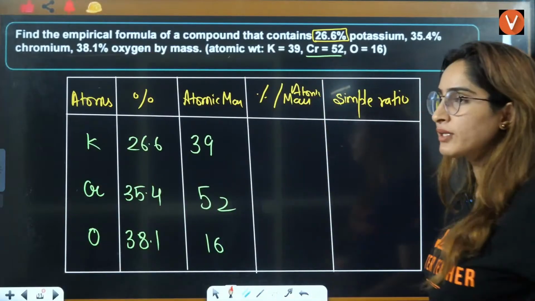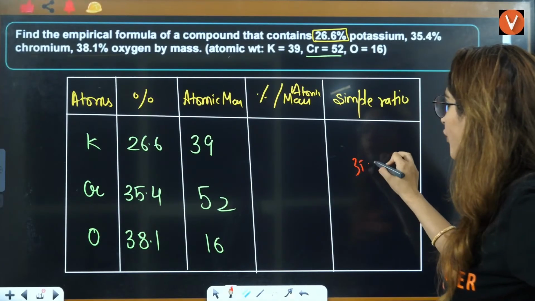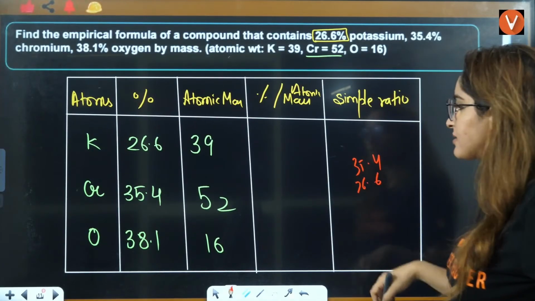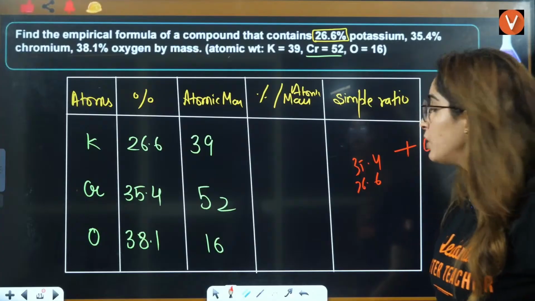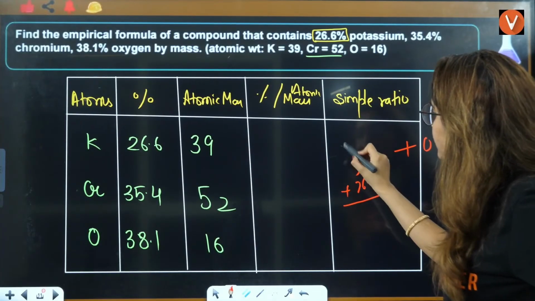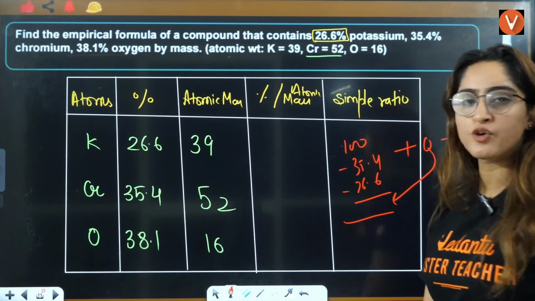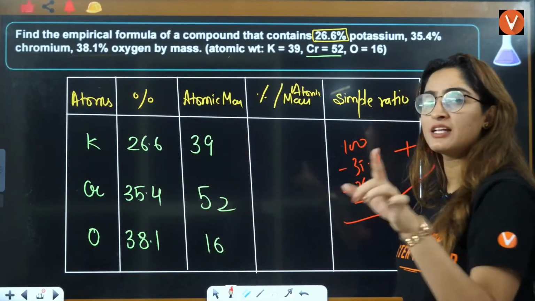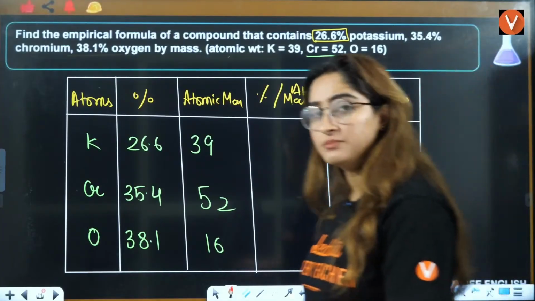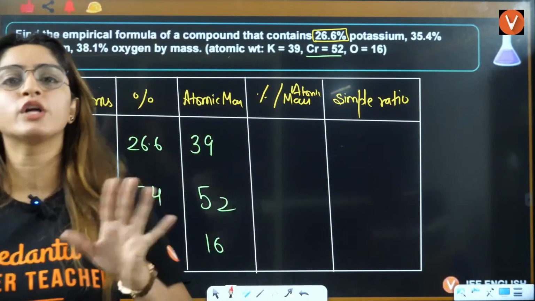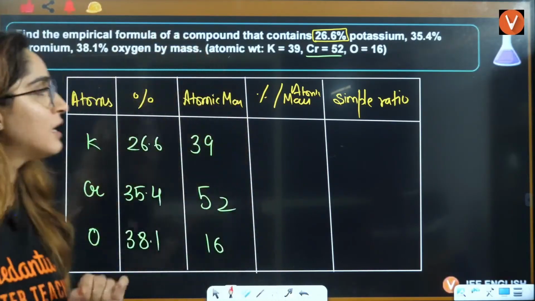Students, sometimes in the exam, they will give you chromium is 35.4, potassium is 26.6. It also has oxygen, but they will not give you the percentage of oxygen. Then what you will do? Add these two things, subtract it from 100, you will get the percentage of oxygen, because the addition of all these percentages has to be 100. So if they have mentioned that atom but have not given the percentage, you can answer it by taking the total percentage as 100, right?